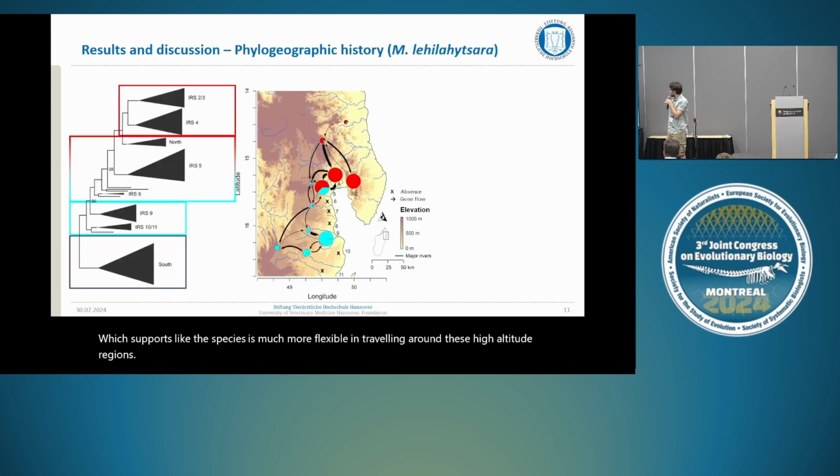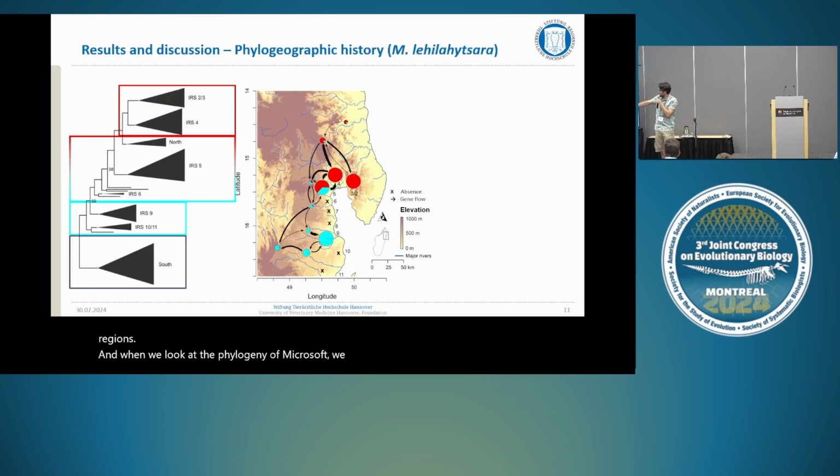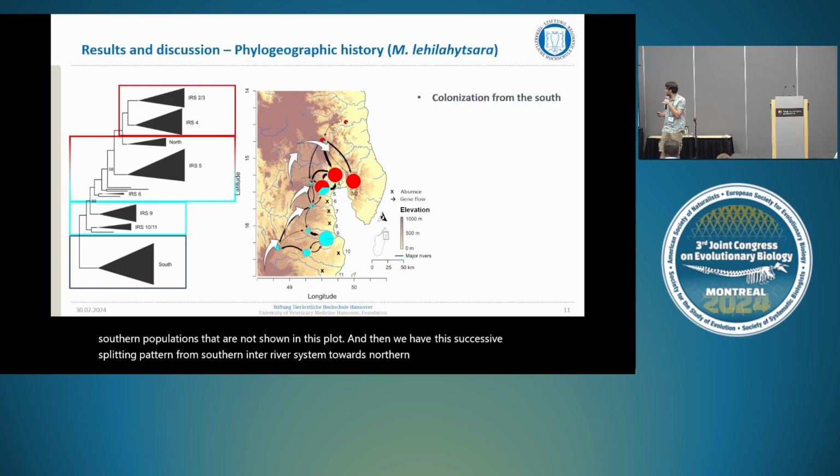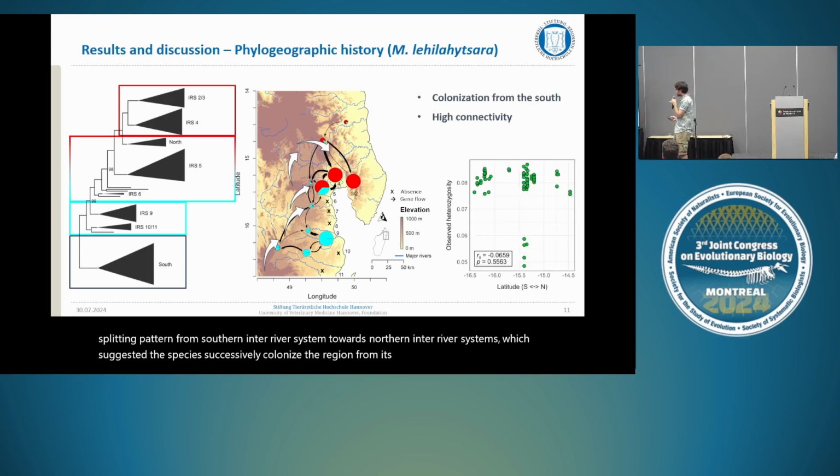When we look at the phylogeny of Microcebus lehilahytsara, at the bottom we have all the southern populations that are not shown in this plot, and then we have this successive splitting pattern from southern inter-river systems towards northern inter-river systems, which suggests that the species successively colonized the region from its more southern distribution. And just as a comparison to Microcebus jonahi, we have similarly high genetic diversity across the entire range.